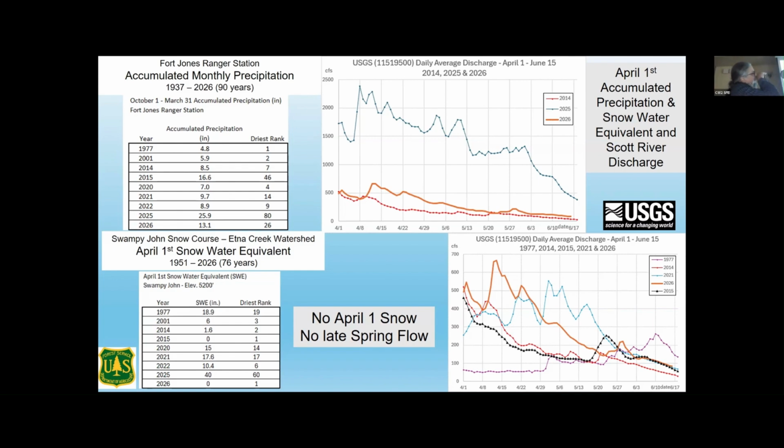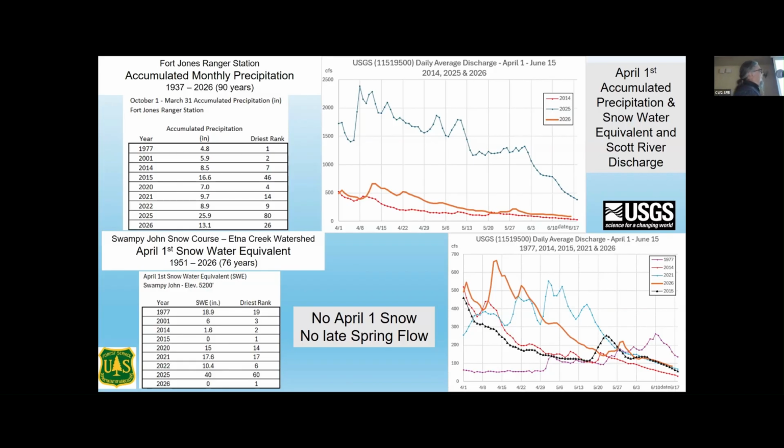What I'm representing over here on the right of the screen is the average daily discharge at the USGS gauge for some representative years. 2025 I chose as the average year, and then in 2026 I used that thick orange line.